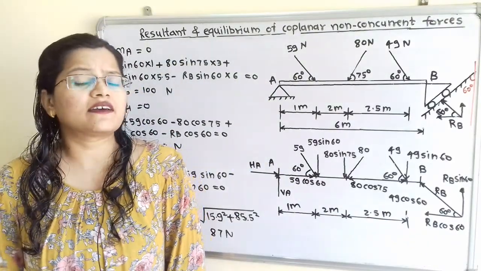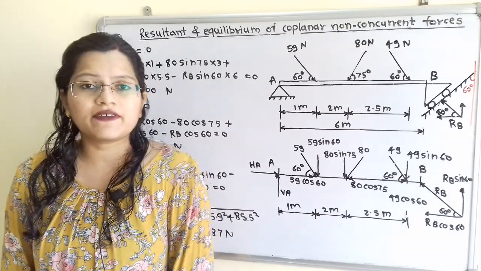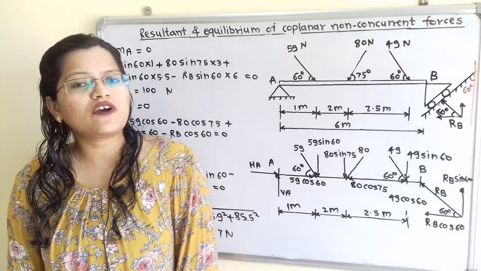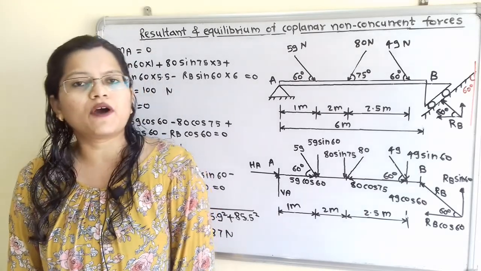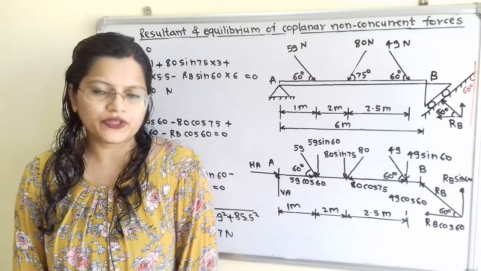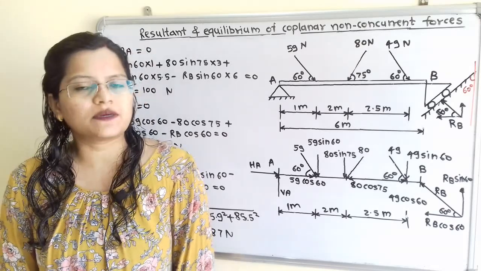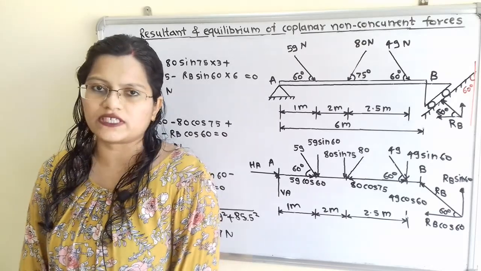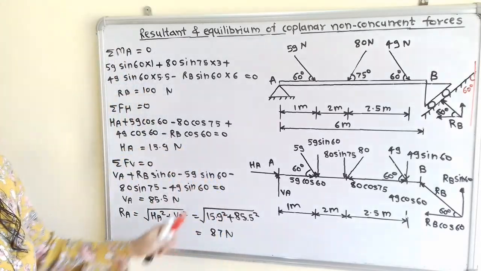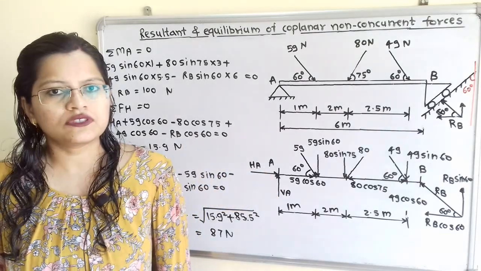Now we will consider the equilibrium of this system. When we consider the equilibrium of the system, the summation of moments of all forces about any point, or we can say about the moment center, is equal to 0. The summation of all vertical forces is equal to 0 and the summation of all horizontal forces is equal to 0. So we will first take the moment of all the forces about point A equal to 0.